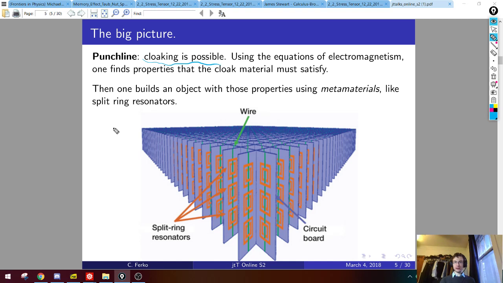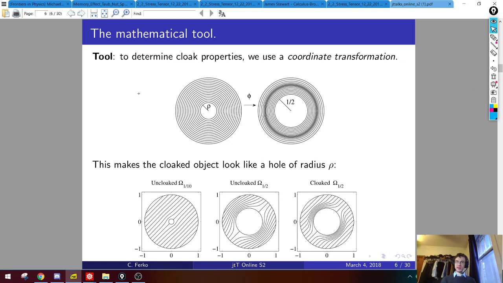But I'll try to tell you a little bit at the end about how one actually builds a material with this property, which involves in a key way these so-called SRRs, or split ring resonators, which are roughly this sort of mesh of circuit boards, with particular combinations of current loops that are going to generate electric and magnetic fields in a prescribed way, basically. Good, so that's what's coming. That's the answer we're trying to understand.